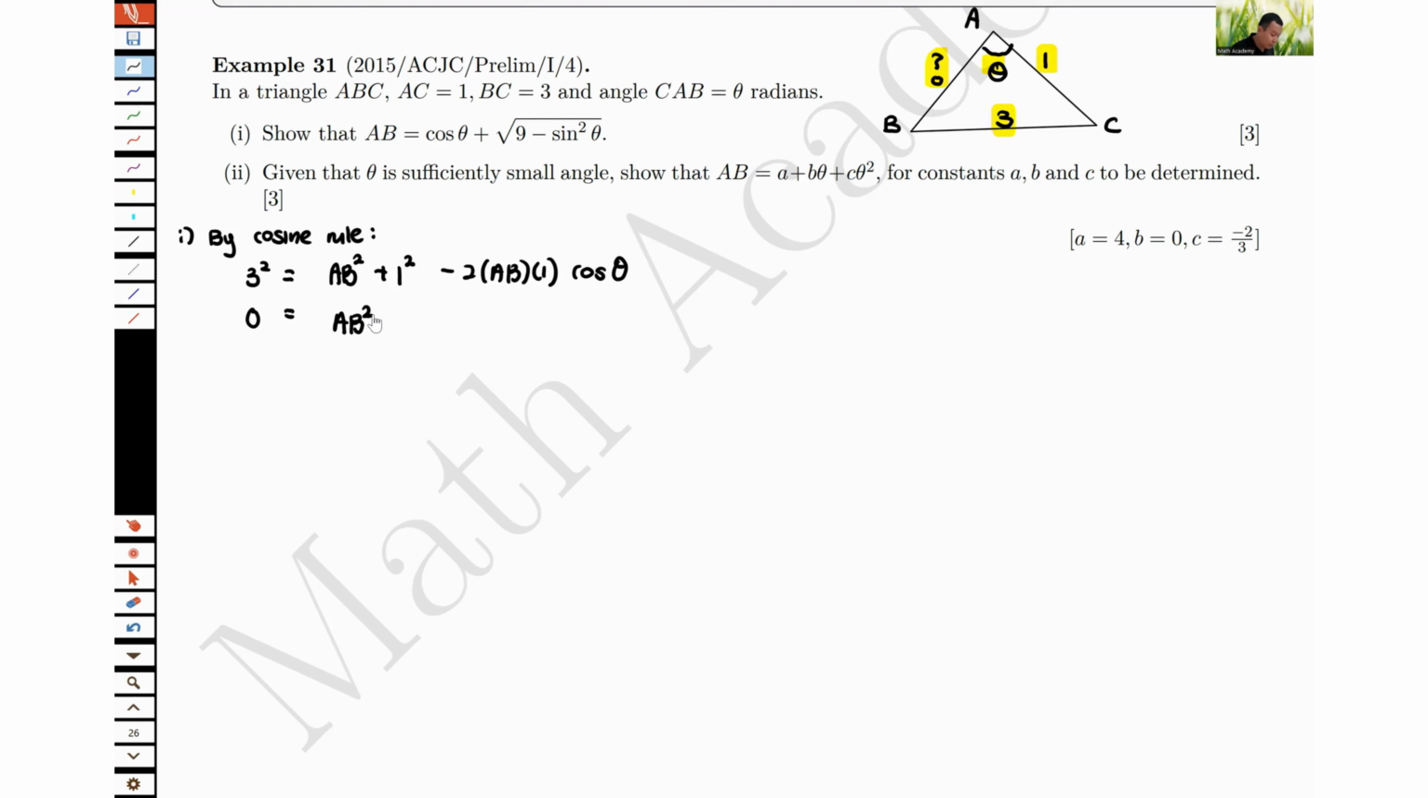And can I do a bit of rearrangement? This is AB squared. I've got another term with AB. So it's like a quadratic equation, degree 1. So I write that next first, and I rearrange to write AB on the right. So the last term is minus 8.